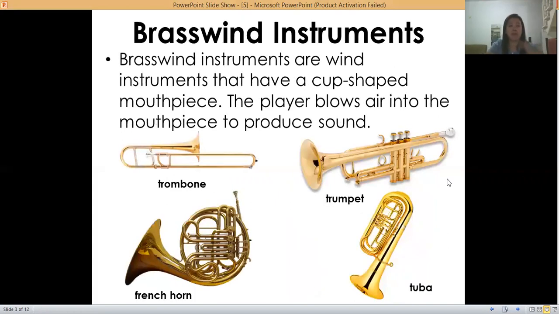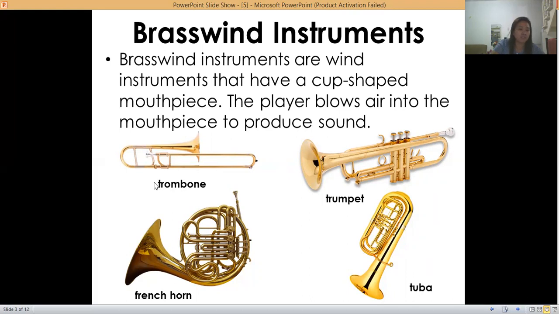Next, we have brass wind instruments. Brass wind instruments are wind instruments that have a cup-shaped mouthpiece. The player blows air into the mouthpiece to produce sound. So look, this is the cup-shaped mouthpiece. This one is for the trombone. This one is for the trumpet, this one is for the tuba, and this one is for the French horn. So these wind instruments have a cup-shaped mouthpiece.